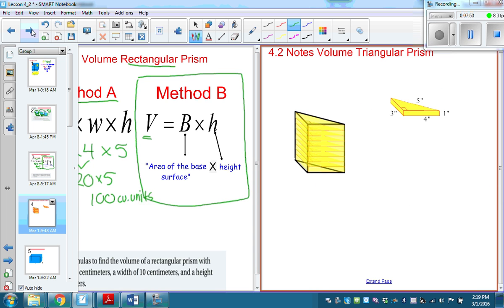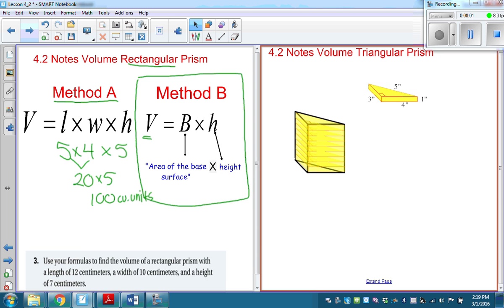This is a triangular prism. And if you can figure out the area of the top triangle, that one piece, the volume of that one piece, then you can multiply by the height. Does that make sense?